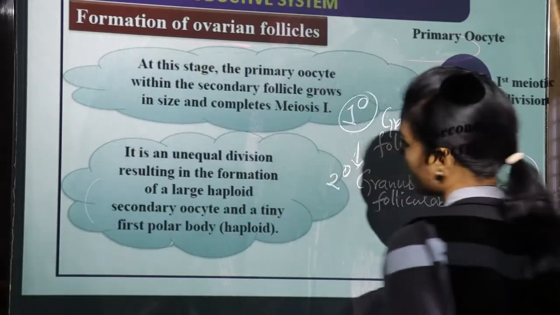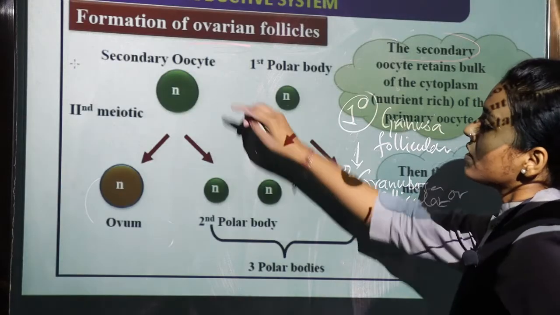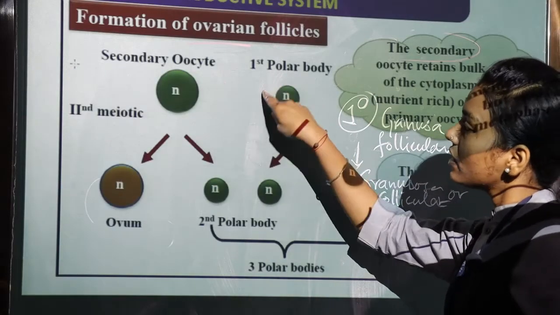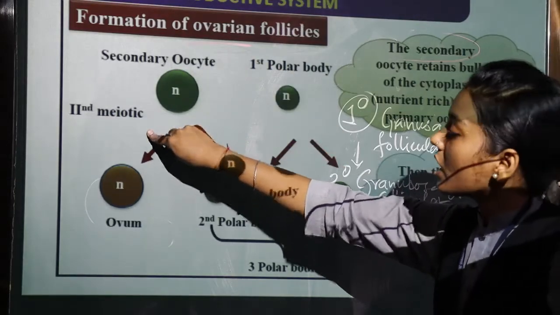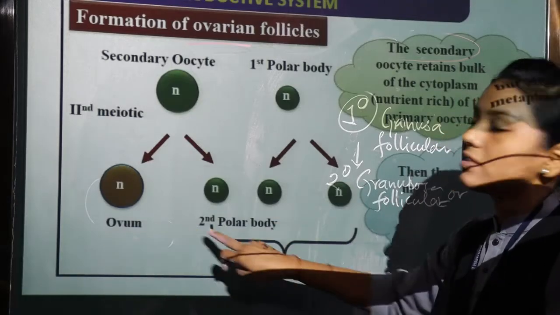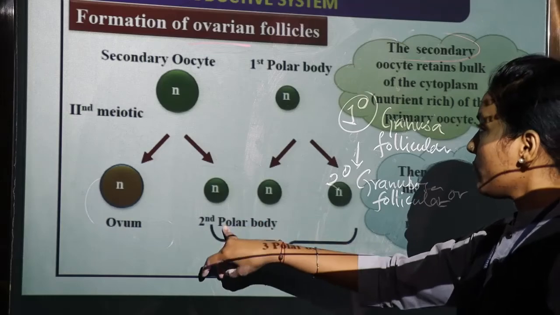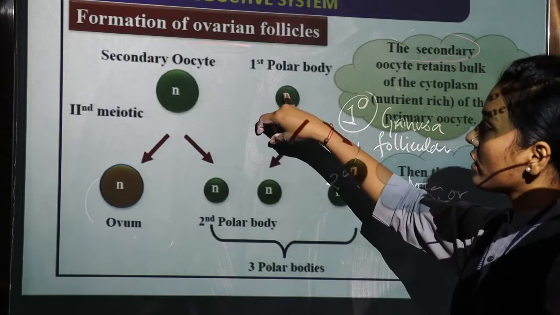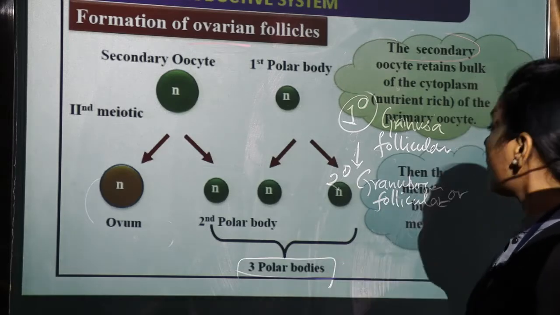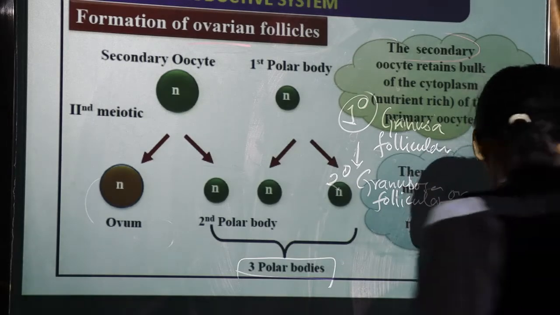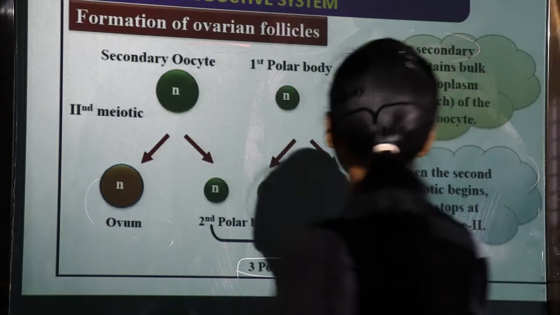Okay, next if you see within this, the secondary oocyte, having a first polar body, divides again to produce an ovum and a secondary polar body. This is how the secondary polar body is generated again from the first polar body, giving three polar bodies in total. You can see over here. I'll rub this part out so that it is clearer for you.